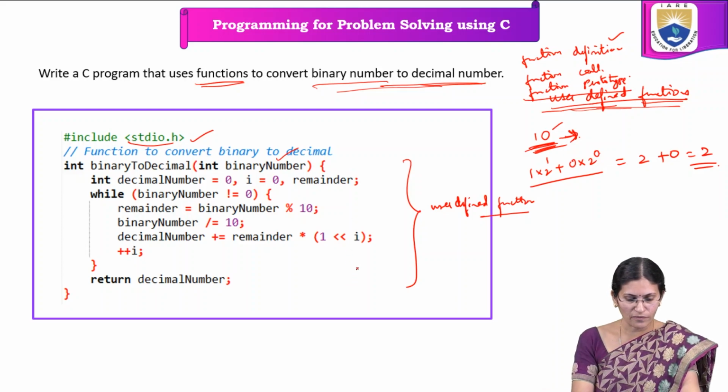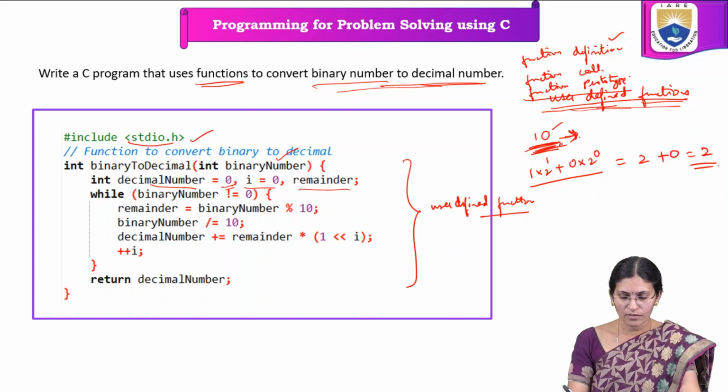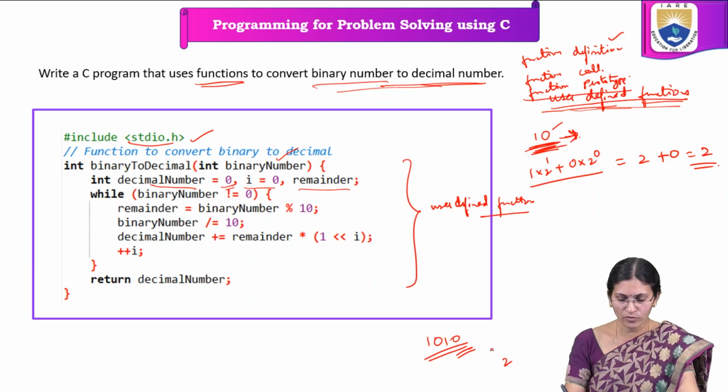In this function definition we have a local variable decimal number, which is assigned the value 0, and an integer variable i, which is assigned the value 0, and then one more variable, remainder. Then by using a while loop we have implemented the logic. The logic here is very simple. We enter some binary number, and then we need to extract each digit from this binary number and multiply it by 2 power. In iteration 1, starting from the right-hand side to the left side, we first approach the last digit.